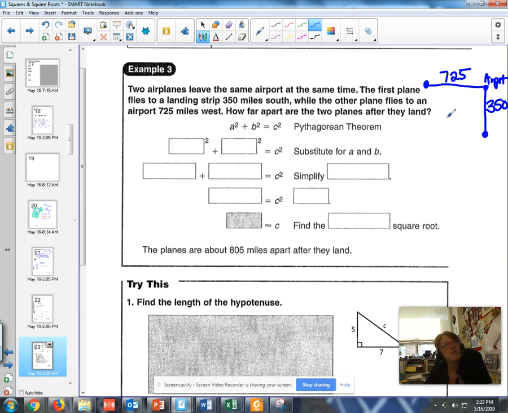How far apart are the 2 planes after they land? So in other words, I want you to find this distance. This is a right angle. That makes this a right triangle. That makes this the hypotenuse. This is C. Oh my stars, this is going to be big. Oh, I guess I started with 725 there. Guess what? It doesn't matter. You just have the 2 numbers, and because we're just adding them together, it doesn't matter what the order is.